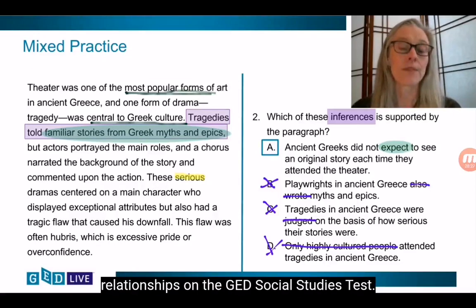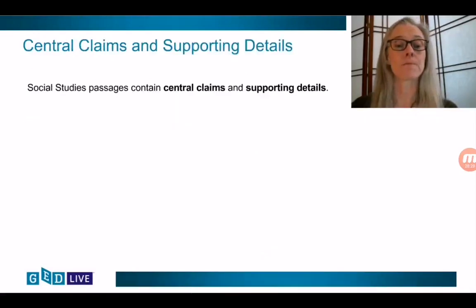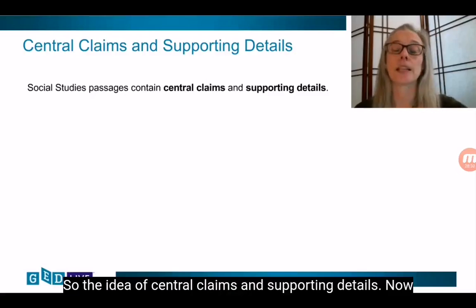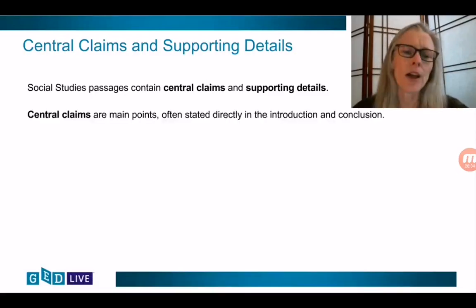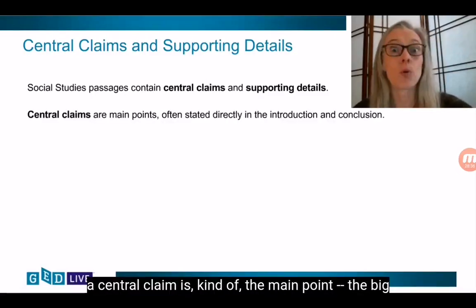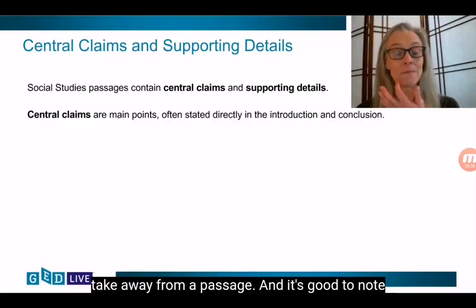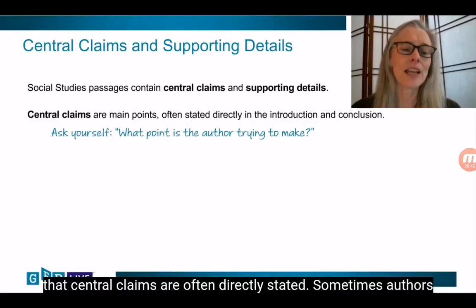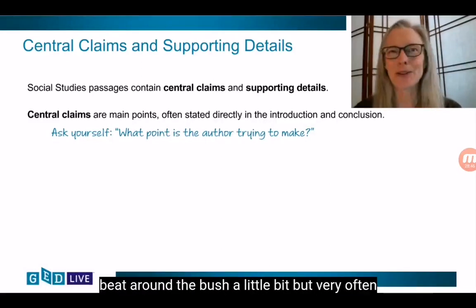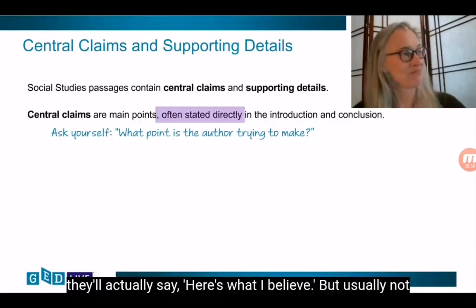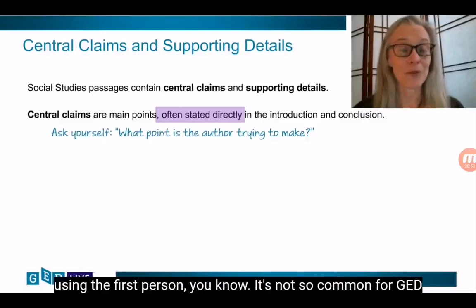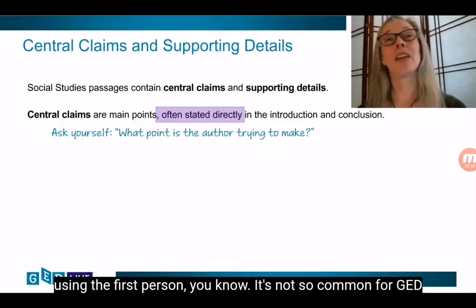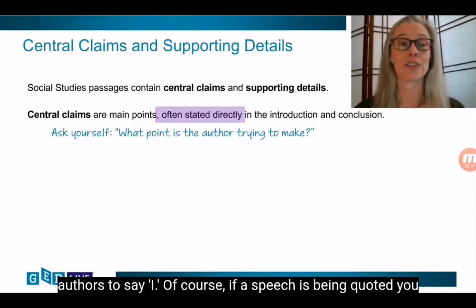relationships on the GED Social Studies test. So, the idea of central claims and supporting details. Now, a central claim is kind of the main point, the big takeaway from a passage. And it's good to note that central claims are often directly stated. Sometimes authors beat around the bush a little bit, but very often they'll actually say, here's what I believe, but usually not using the first person. It's not so common for GED authors to say I.